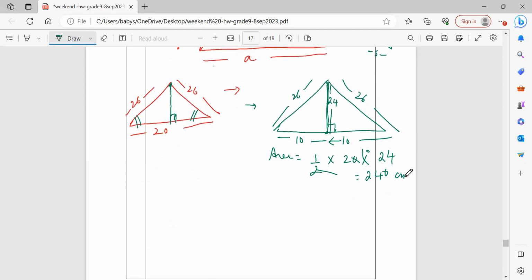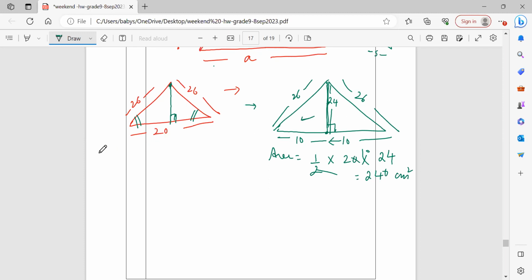This is one method. So you drop the altitude, and that altitude, remember, the altitude dropped from the vertex onto the base in the isosceles triangle, will also act like a median. In general triangles, it will not act like a median. Only in this case of the isosceles triangle, it acts like a median. So it is dividing the opposite side into two parts. And that's why 10, 10 comes. And then we get 26, 10, and we can infer that the other side is 24.